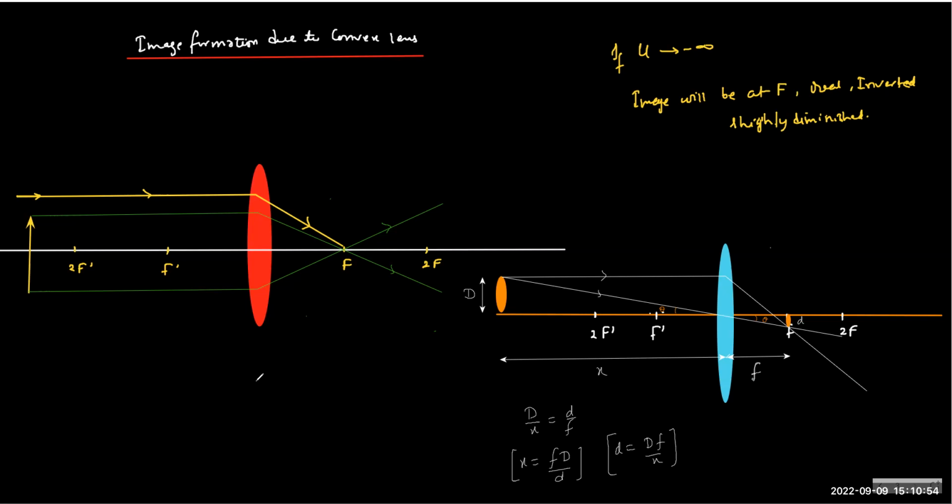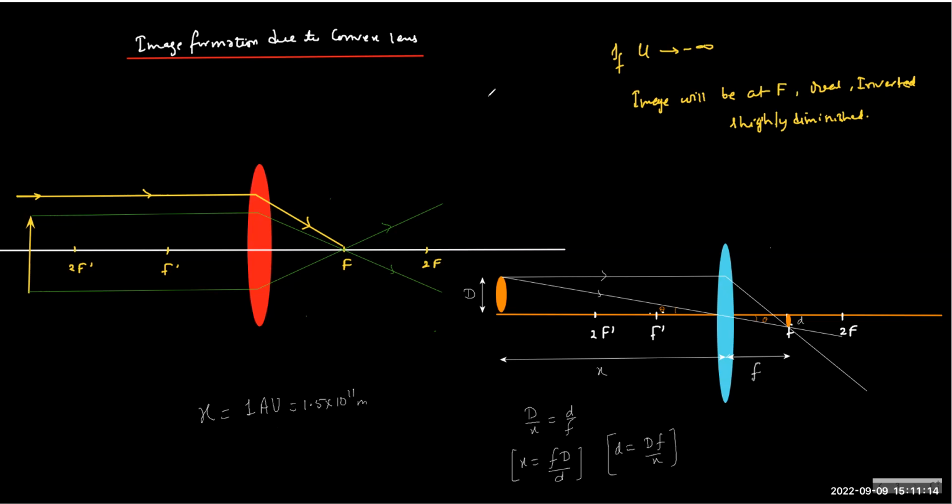What is the x value? X is very famous: 1 AU. AU, astronomical unit. It is roughly how much? It is roughly 1.5 into 10 to the power 11 meters.